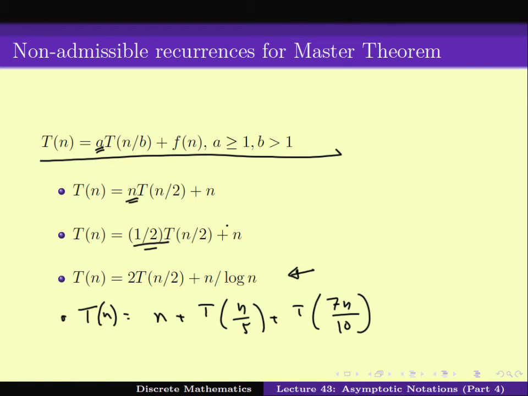So, in other words, there are recurrences for which the Master Theorem will not work, and in those cases we have to go back to our old method. And there are recurrences for which this Master Theorem will work, in which case we have a nice easy answer. But there are problems for which all our techniques fail, at least the techniques that we have seen till now.